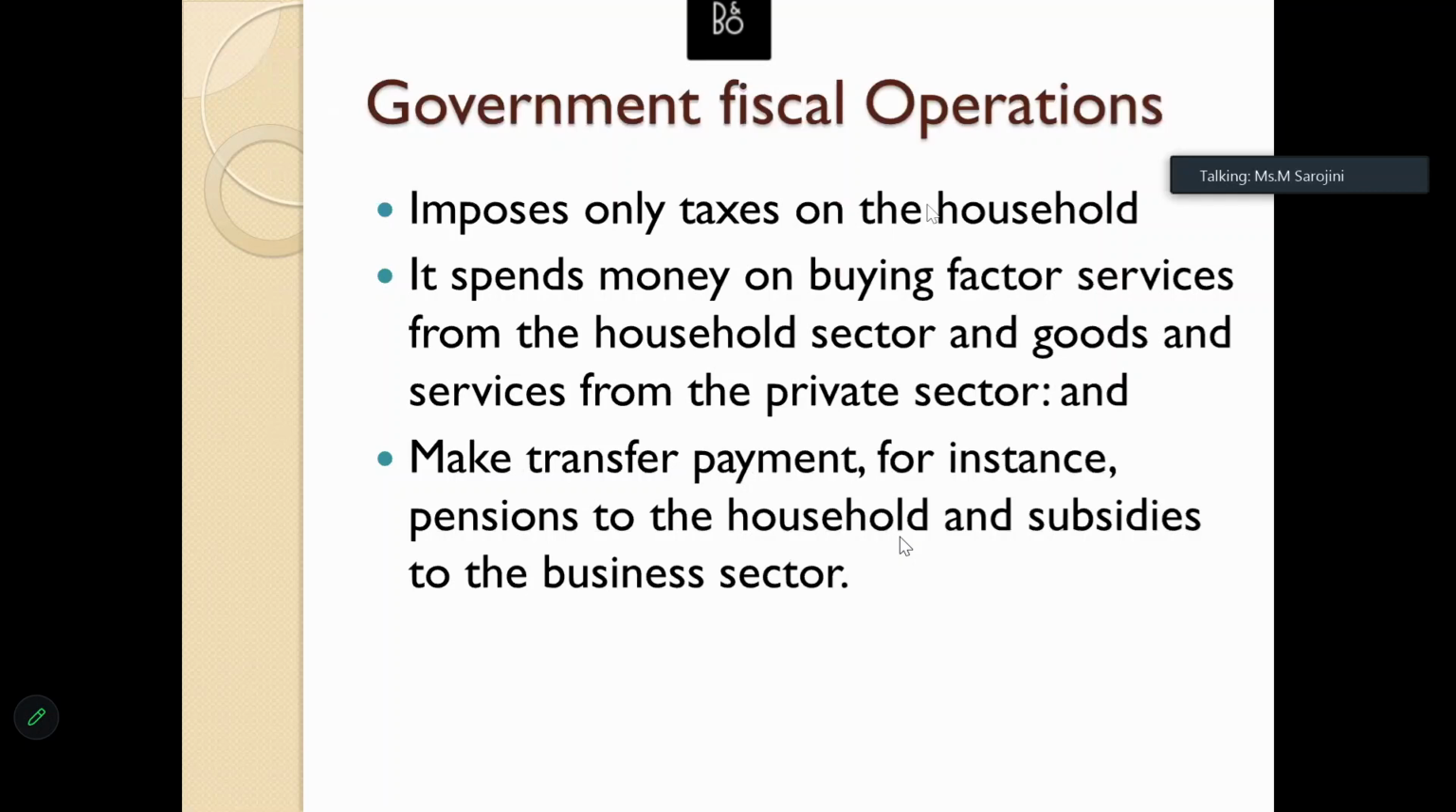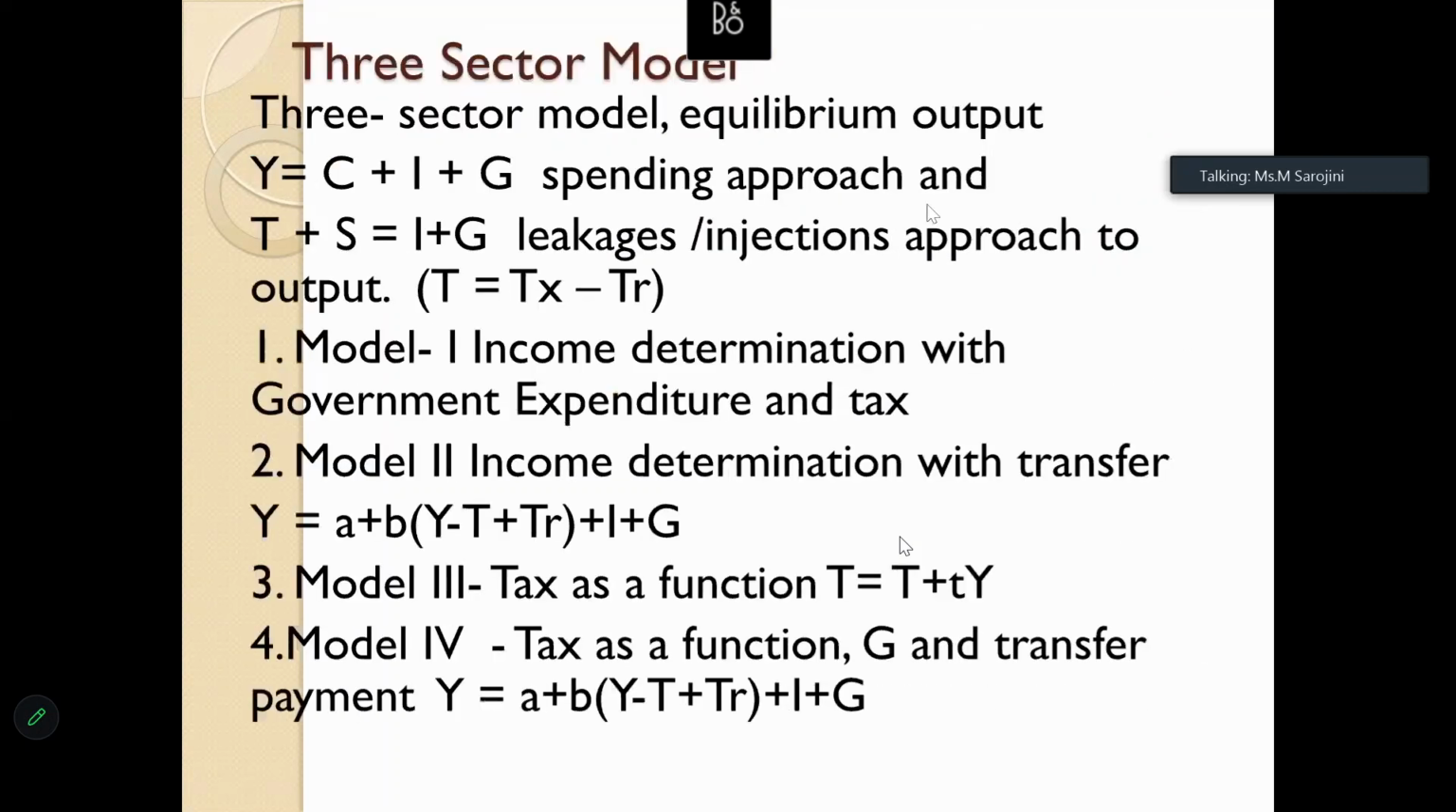Right? Here, under the three-sector model, there are 4 sub models. The first model is the income determination with government expenditure and taxes. Or here we can add one more model.